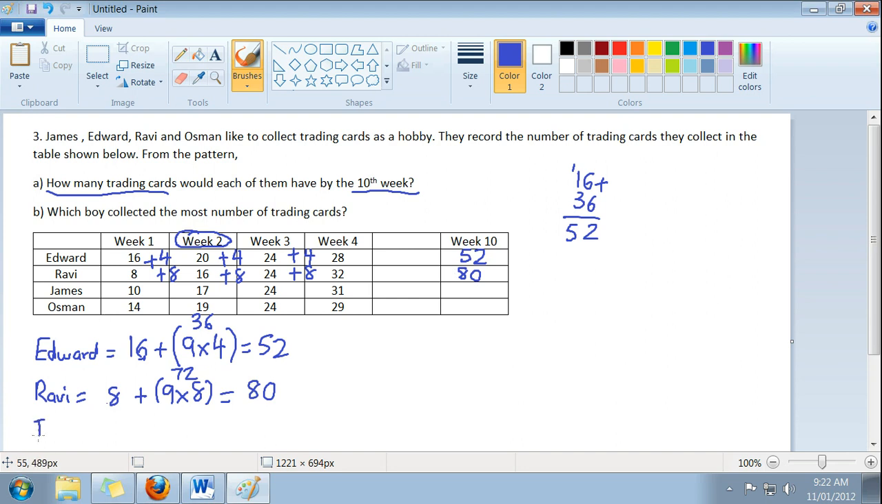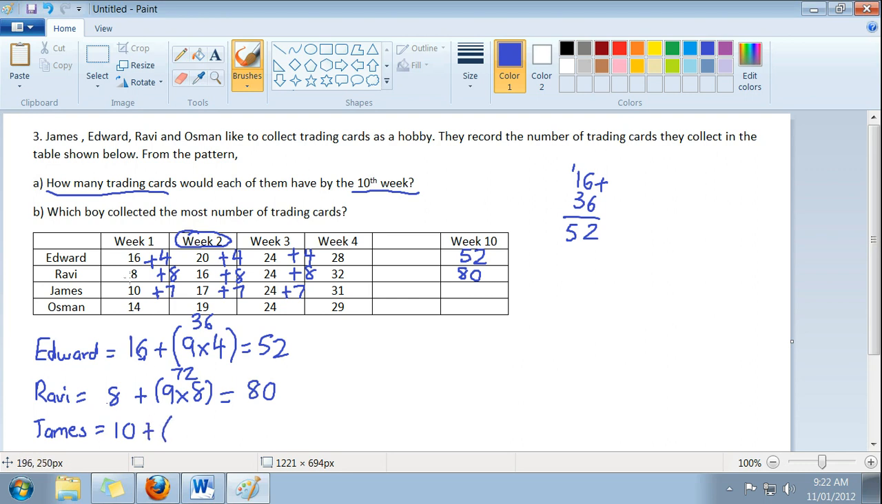And let's look at James. Now James has 10 cards in the first week. Let's see how much he gets from week 1 to week 2. So 10 to 17, that's adding 7. Okay? 17 to 24, again that's adding 7. 24 to 31, that's adding 7.